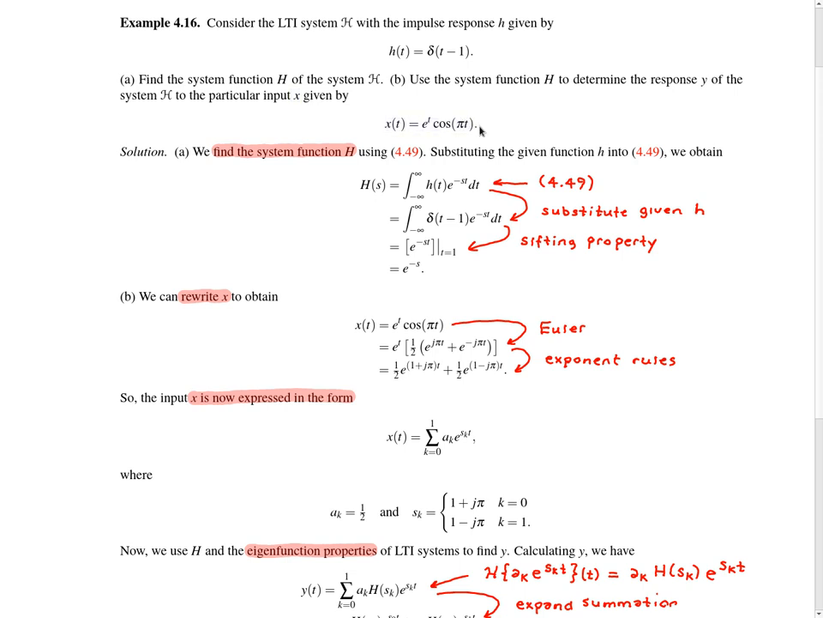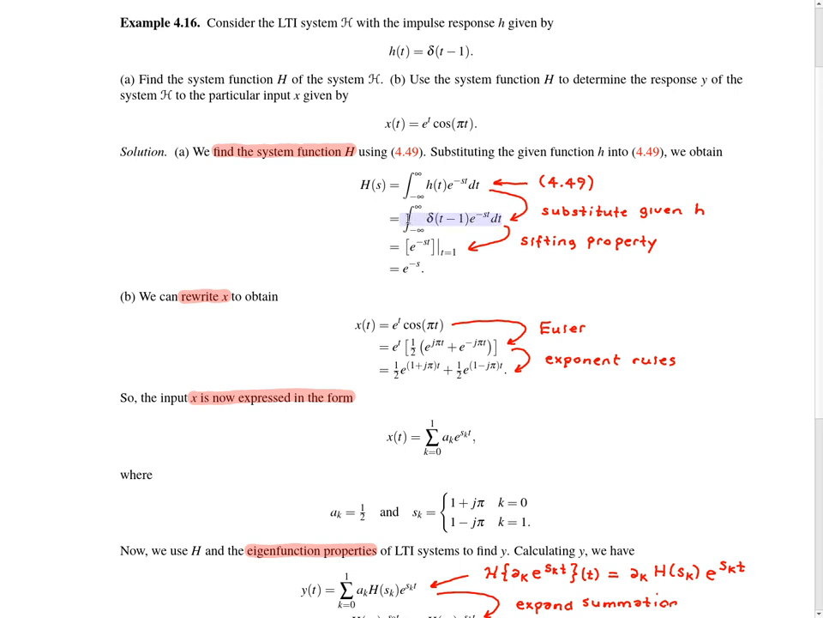So proceeding on to part A of the problem, we're first going to find the system function capital H. So to do this, we simply use the formula which defines the system function, which is this formula here. So we're going to take the function little h that we're given and substitute it for little h here. So we're told that little h is this particular function here. So we're going to substitute this for little h, which gives us the next line.